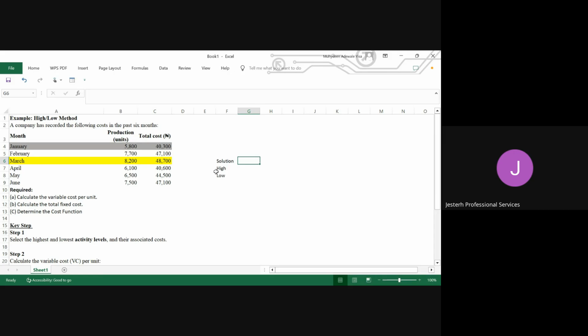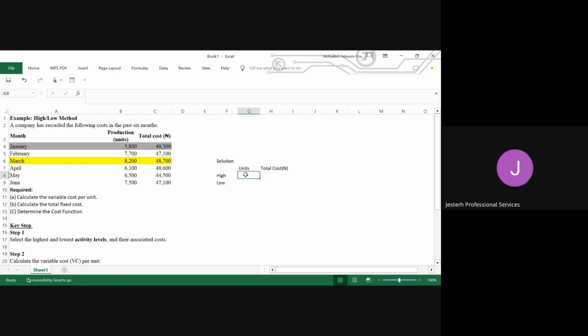Okay, let me shift this one down. I want us to be on the same page. Then the units and then the total costs. Okay, units.